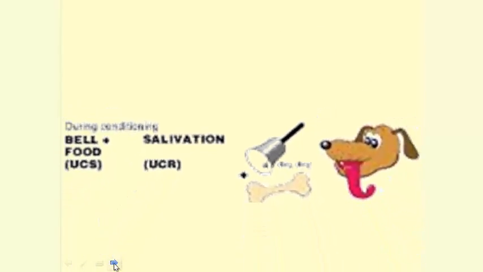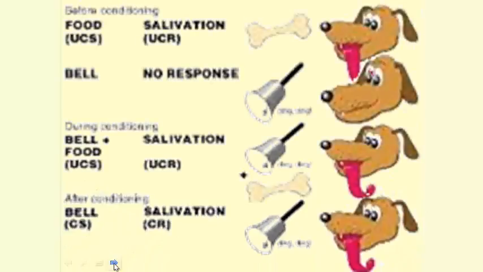Well, here we see the dog's tongue again because we have the bell with the food and we get salivation. Now, after that is paired, after some period of time, pretty soon all you have to have is the bell, ting, and you get the salivation. That's classical conditioning.